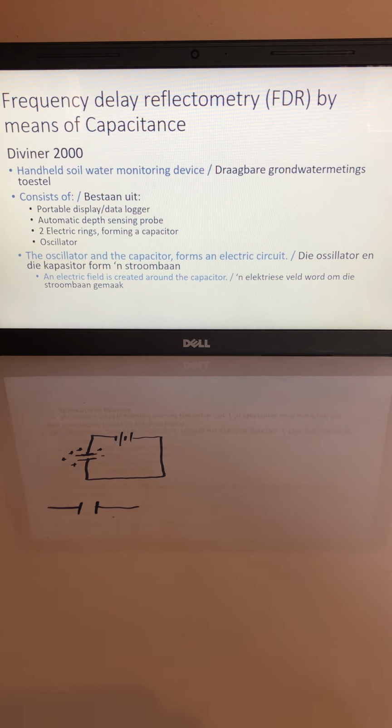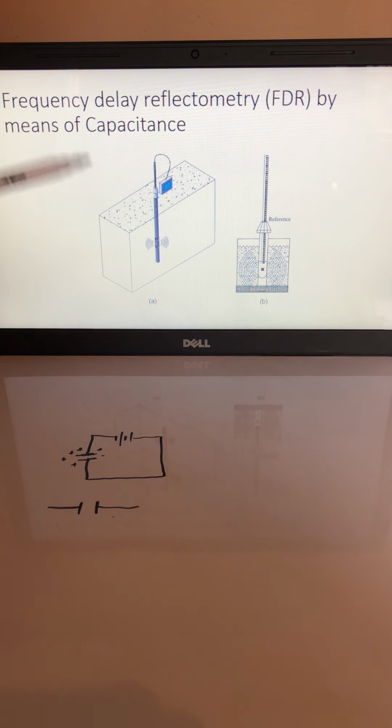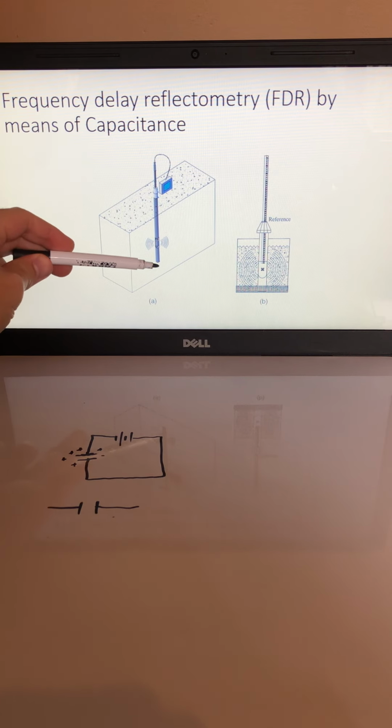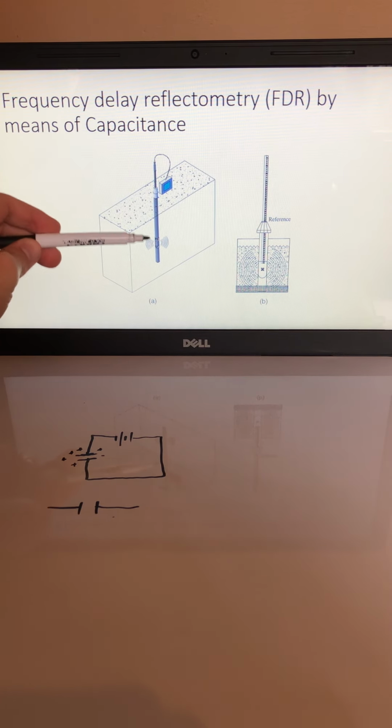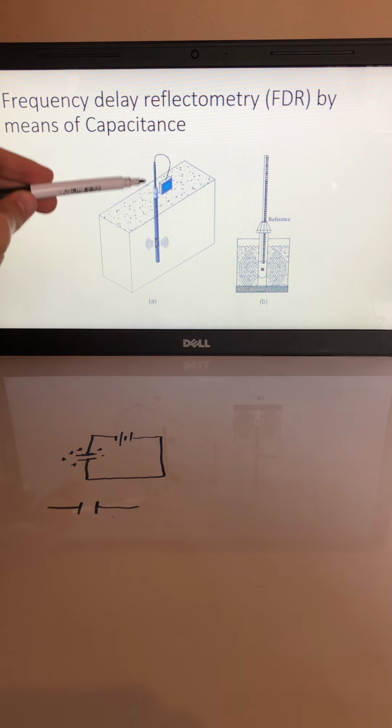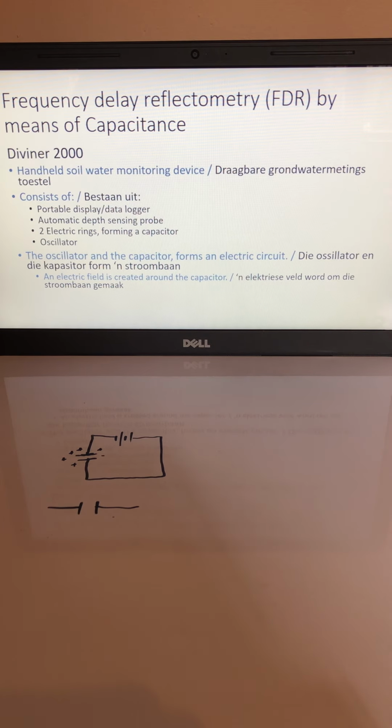I've had questions about the diviner. How the diviner relates back to measurement of capacitance, or FDR, is that the Diviner 2000 is just one of many devices that soil scientists use to measure the water content of soil. If I can just show a picture: here's your probe that you put into the soil. That is your capacitor, and then you also have a screen or a data logger. It's a handheld soil water monitoring device.